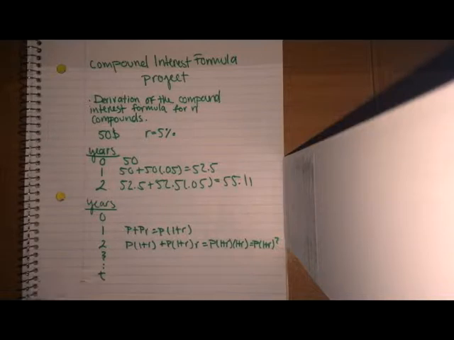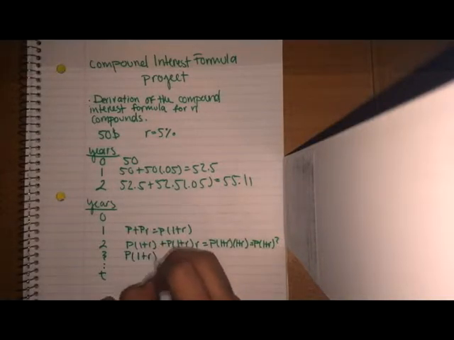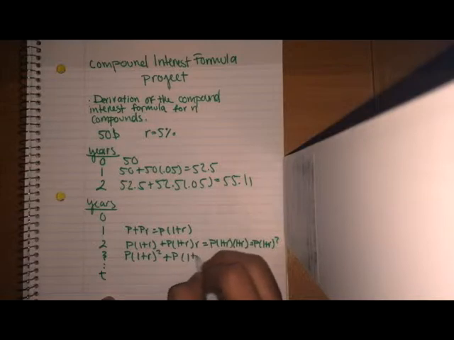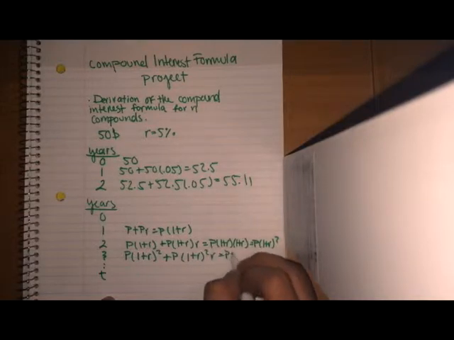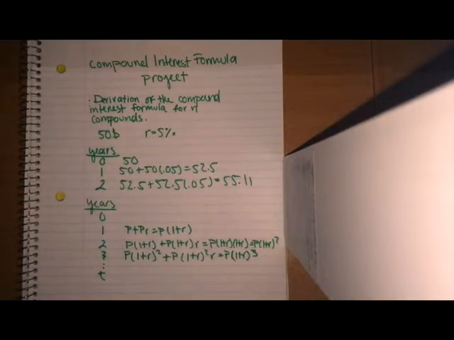For year 3, you bring once again the previous amount, P times (1 plus R) squared, plus P times (1 plus R) squared times R. This will simplify to P times (1 plus R) cubed. You can see that the exponent represents the same number of years. Therefore, we can conclude that for t years, the equation will be P times (1 plus R) to the t power.